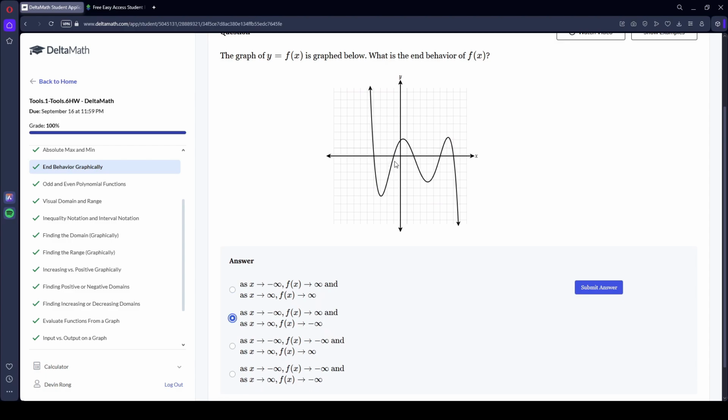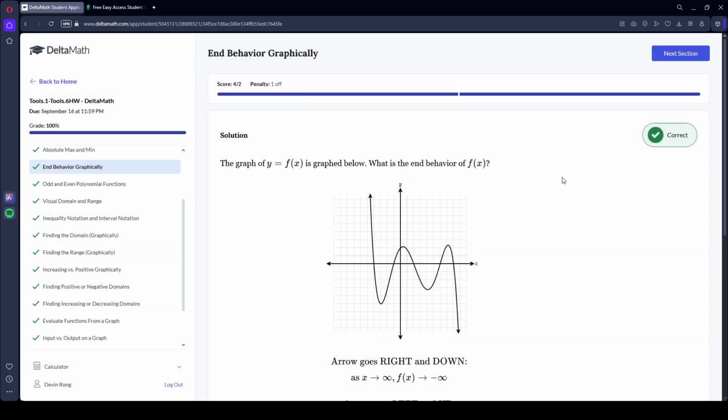Yes. Down. Now, as x approaches infinity, let's see where the y goes. Goes down. And therefore, we can see that as x approaches infinity, f of x approaches negative infinity. Pretty simple.